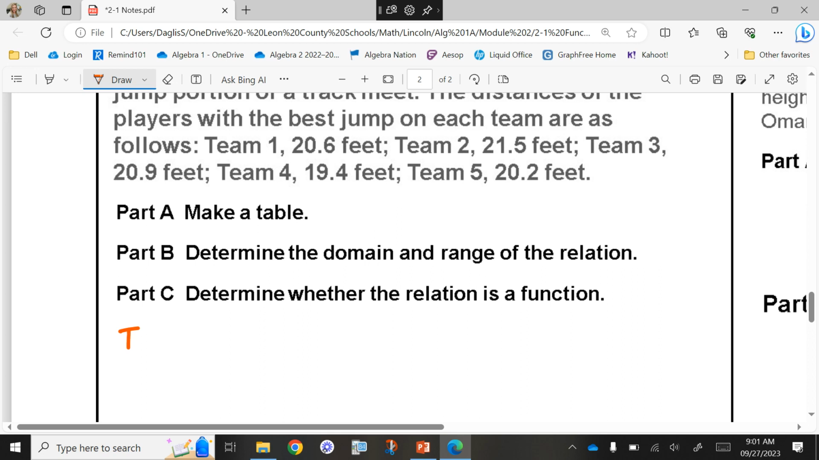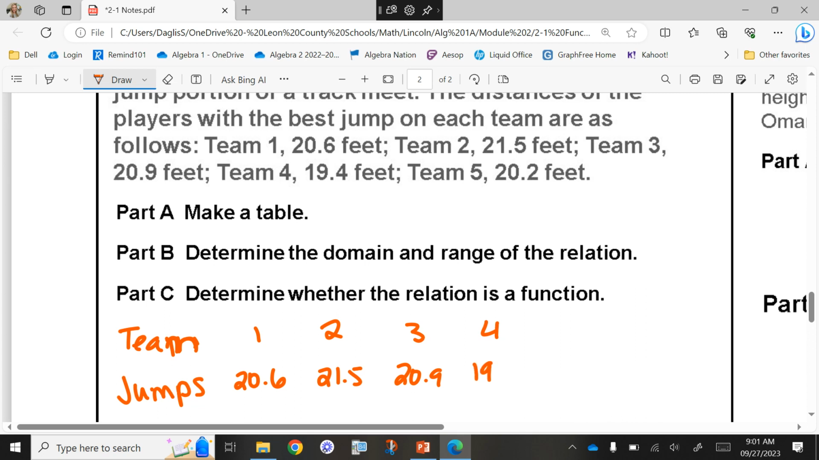So, here we go. We have teams. Come on, pen. There we go. And we have their jumps. Okay. So, team 1 jumped 20.6 feet, right? Team 2 went 21.5 feet. Team 3 went 20.9 feet. Team 4 did 19.4 feet. And Team 5 did 20.2. So that's a good way of laying out your information into something that you're visually familiar with.